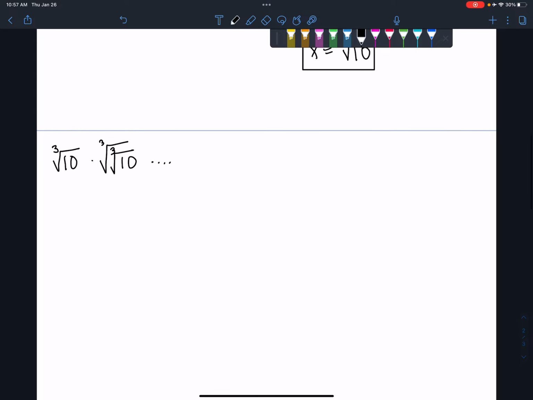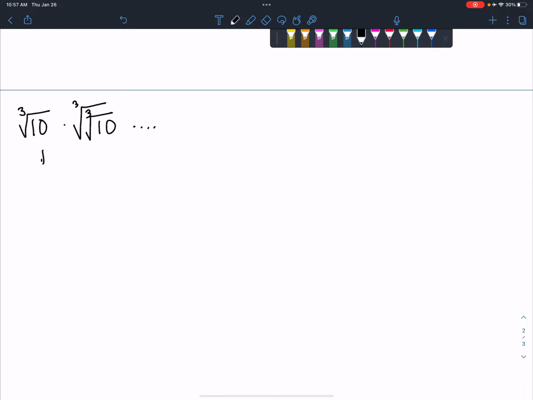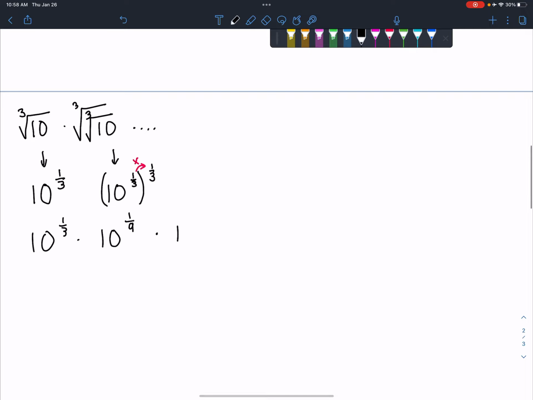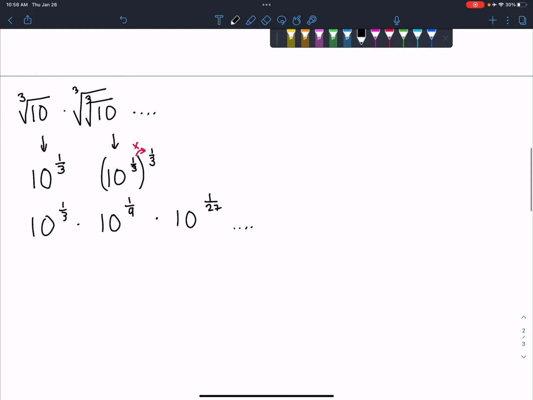So when we did this in the club meeting, I noticed that there's a pattern. So this is 10 to the 1/3. This is 10 to the 1/3 to the 1/3. By the law of exponents, we know that when you have an exponent to another exponent, you multiply them. So we have 10 to the 1/3 times 10 to the 1/9, and then it would presumably go on to the 27th, and it would keep going. So I noticed that the power is 1/3 to the n power.